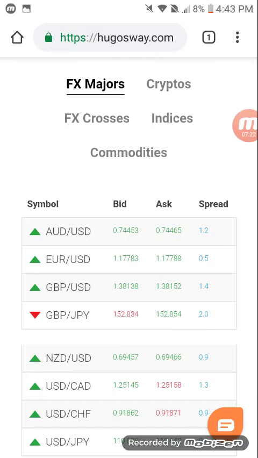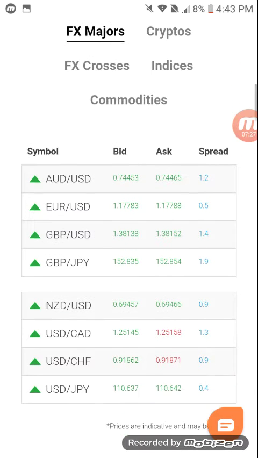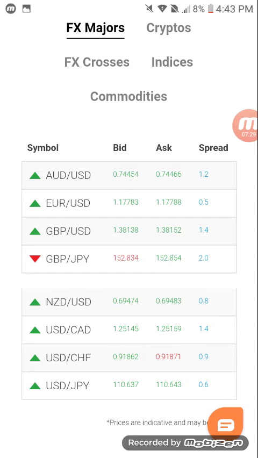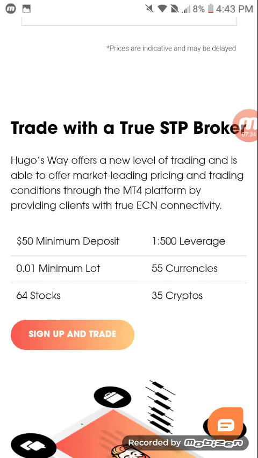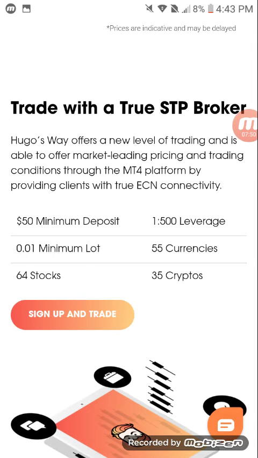But I just wanted to show y'all the bid and ask prices of the FX majors. This is all on Hugosway.com. You can go on Hugosway.com right now and look at the spreads for the cryptos and the commodities. Trades with true STP brokers. So Hugosway offers a new level of trading. It's able to offer market-leading pricing and trading conditions through the MetaTrader 4 platform by providing clients with true ECN connectivity. So for trading with the broker, the minimum deposit would be $50. Okay, the minimum deposit is $50.